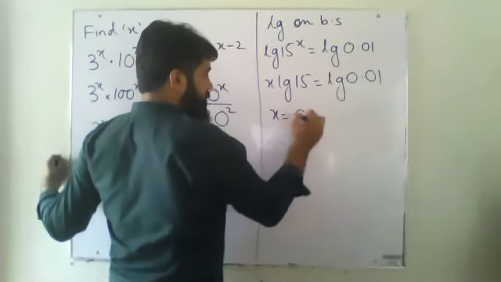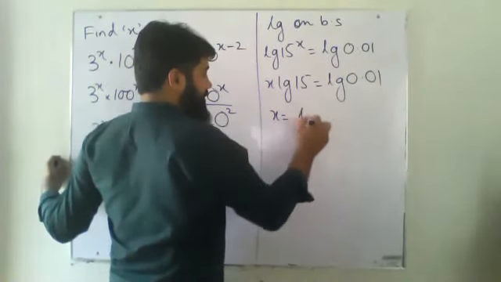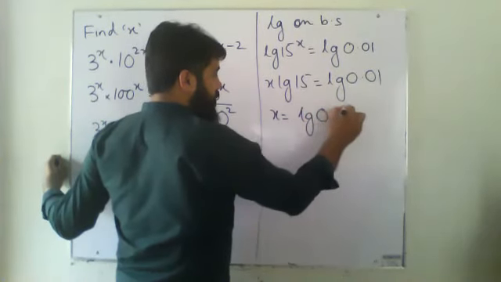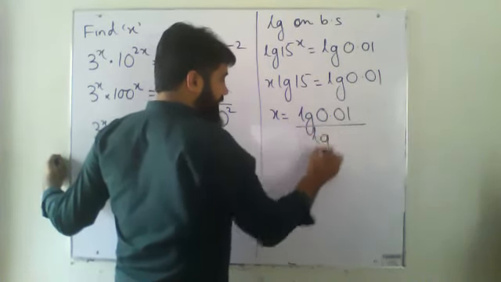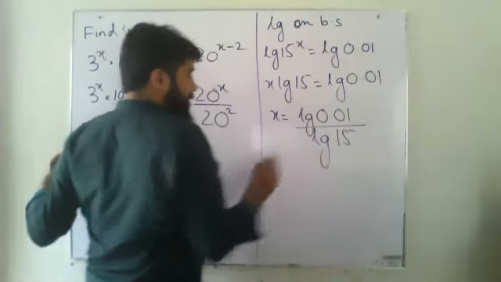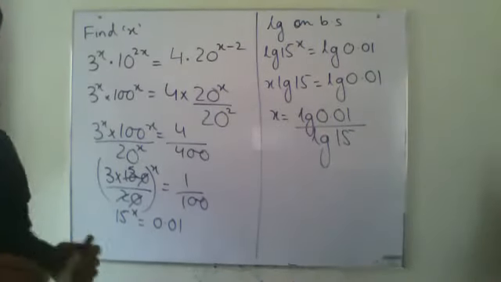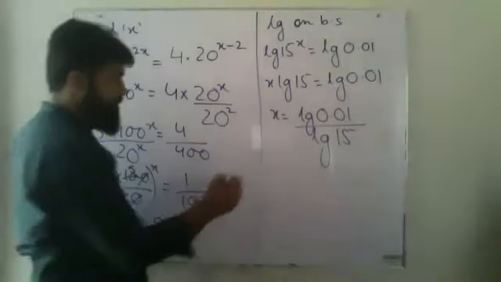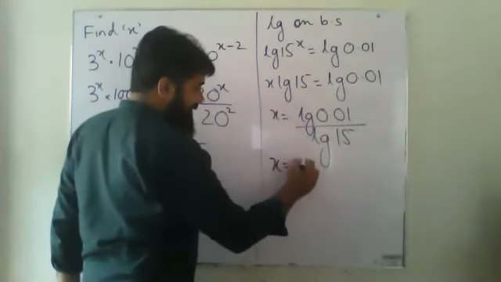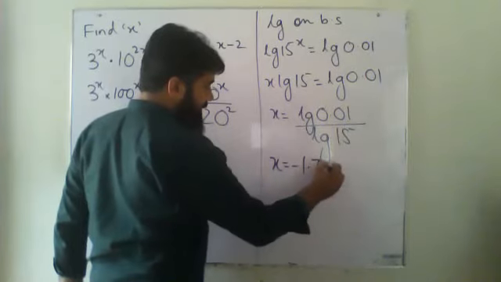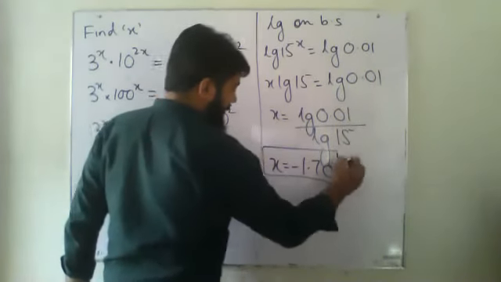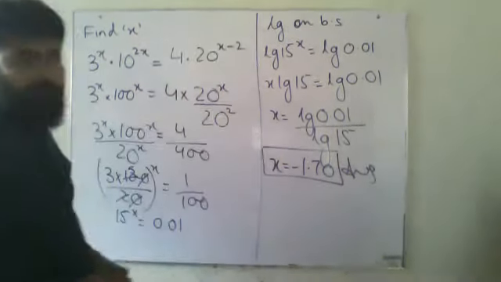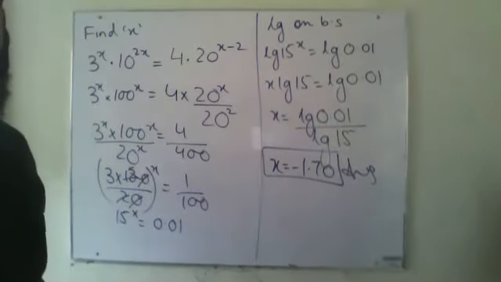x equals log 0.01 over log 15. Now you can use the calculator and you will get your answer. So the final answer with the calculator is coming x equals minus 1.70, and that's your final answer for this question.